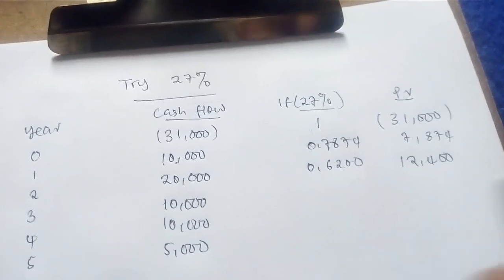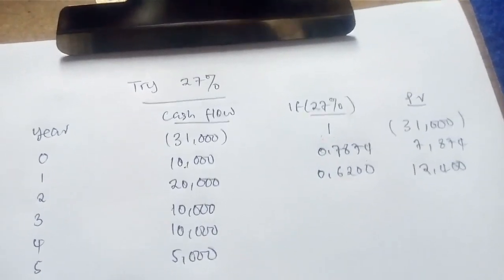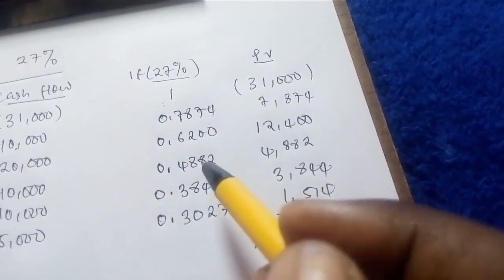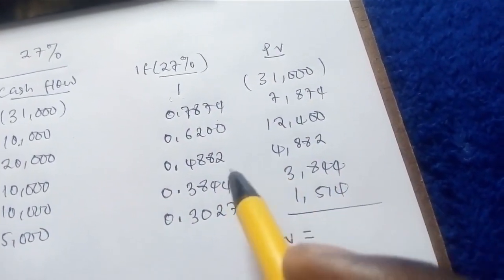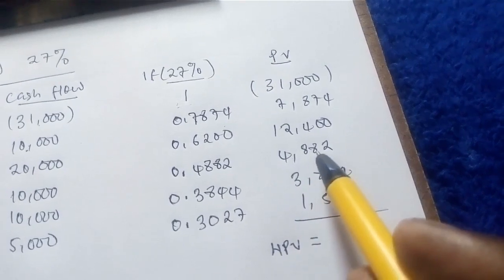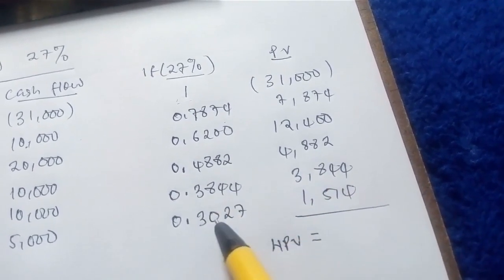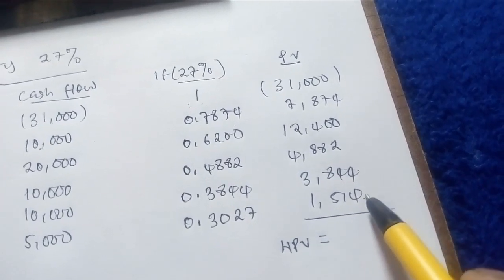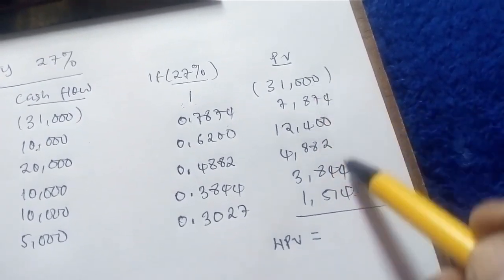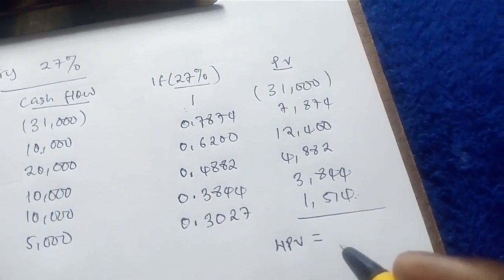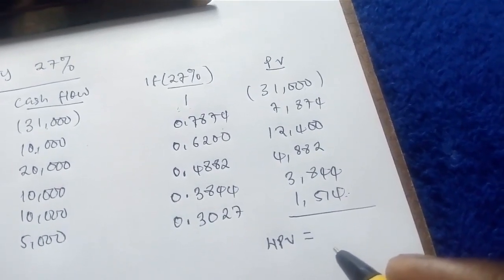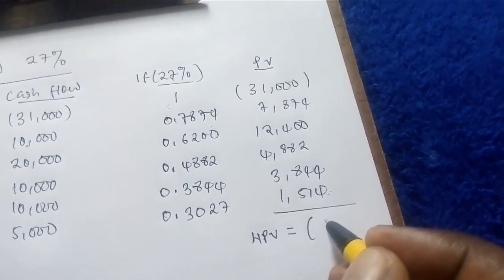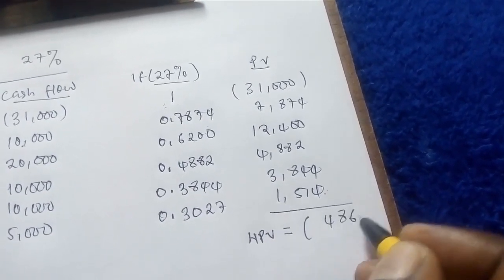12,400. And then we go to the third one. So at this rate, the third one gives us the 4,882, and up to the last we can do the same, which gives us the present value of 1,514. So when we sum all this, it gives us the net present value of negative 486. So we just put it in brackets to indicate that it's negative, which is 486.